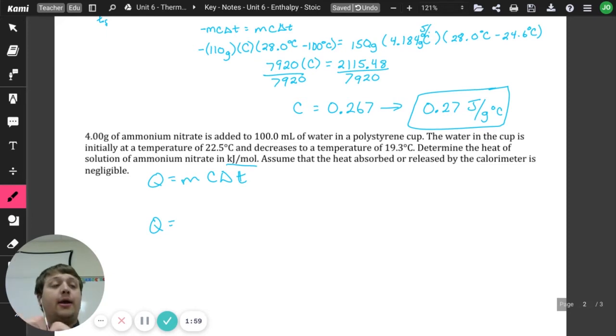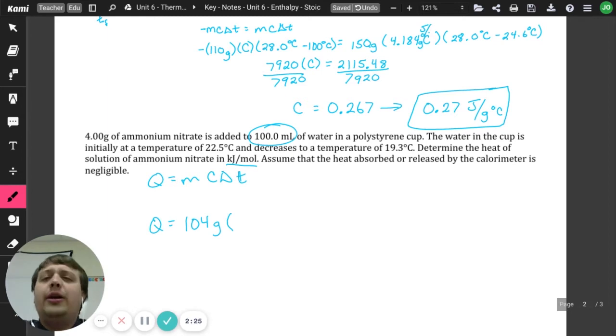Okay, so my ammonium nitrate has a mass of 4. And for my water, well, they tell me that I have 100 milliliters of water. Well, remember, for water, every 1 milliliter equals 1 gram. So this is essentially 100 grams of water as well. So I have a total of 104 grams. Okay.